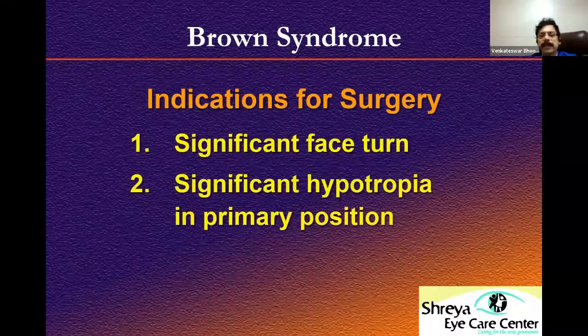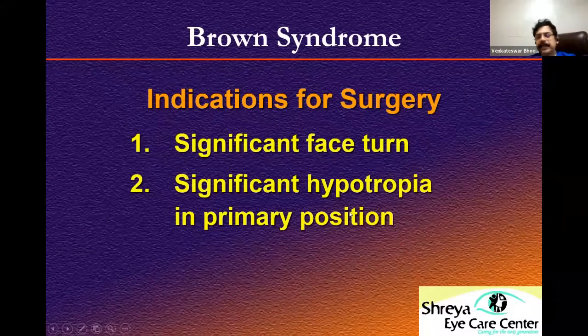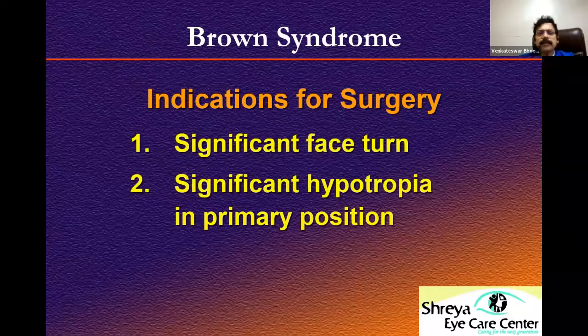And that's the reason why the child is adopting a head posture, a chin elevation and face turn. So the indication for surgery is basically a significant face turn. That's the main indication. And if there is no face turn or no primary position hypertropia, then generally we do not operate on these Brown syndrome patients.